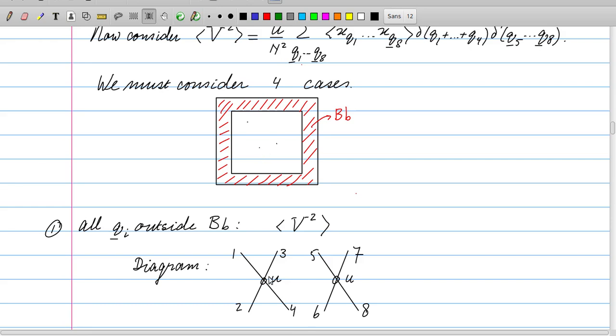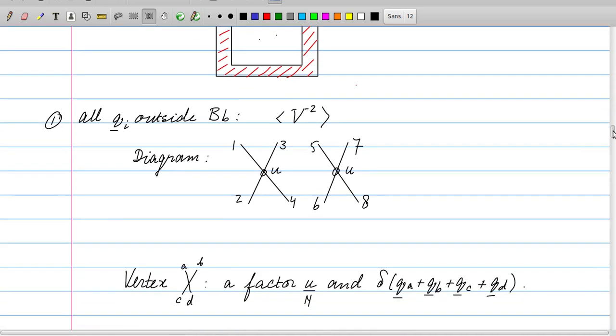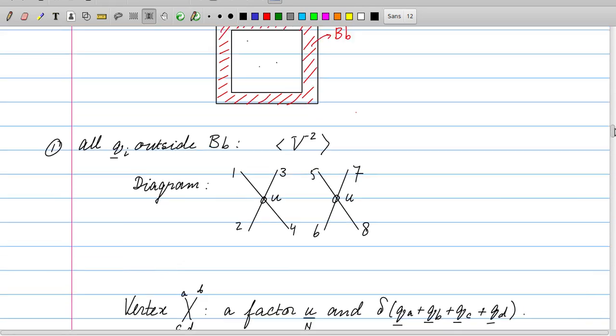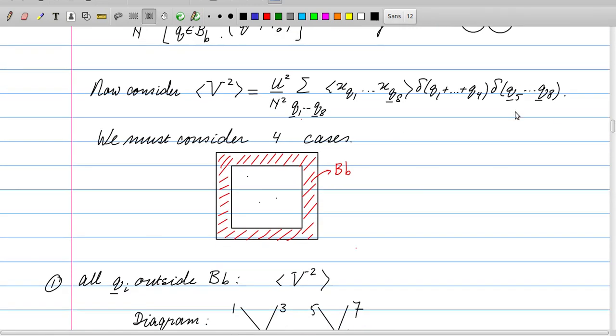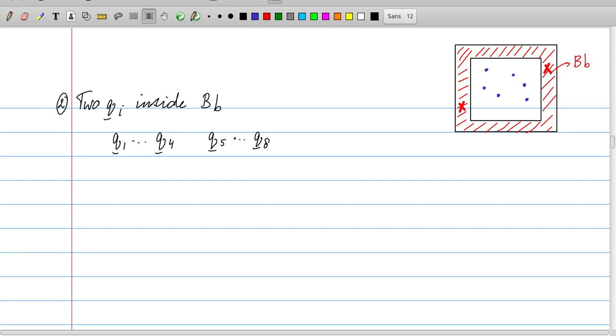And in that case, we are just left with the original interaction, which we represent by these two vertices. There is nothing which we integrate over, so there are no loops, no connections between the two vertices. And the weight of this contribution is given by, for each vertex, a u over n, and a delta function for each vertex, and so that immediately gives us back the original term. Let us then move to case 2, where we choose 2 q_i's inside BB, which is the outer part of the Brillouin zone, and the remaining 6 are chosen inside.